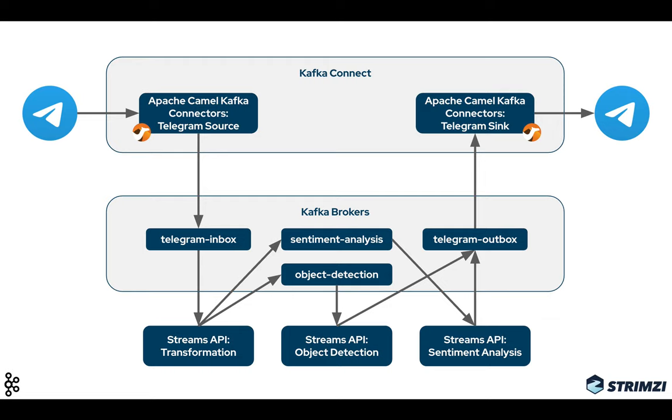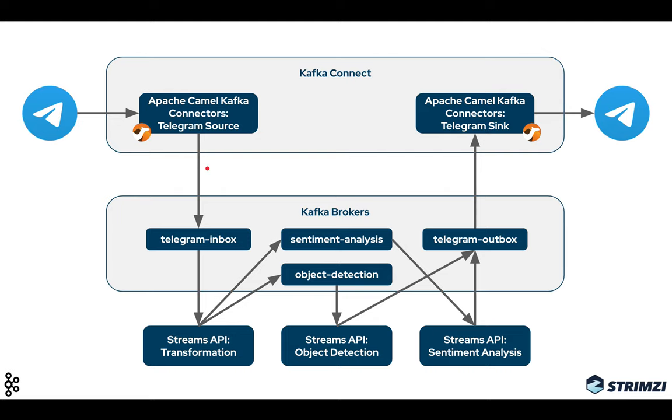In this demo, I will show how easy it is to build a simple processing pipeline with Strimzi and with Apache Kafka. What we will do here is read the messages from the Telegram instant messaging system using the Camel Kafka connectors.